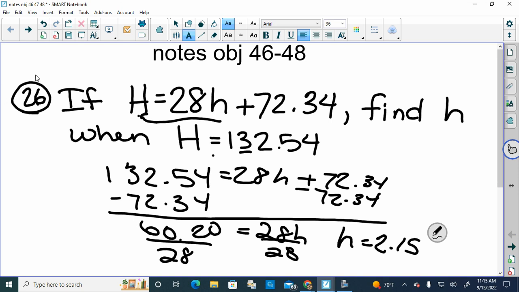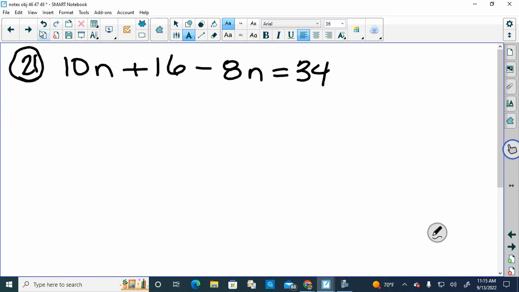Okay, so you'll see something like that, just replacing what it is that they give to you. Okay, the next one, number 21. So 10n plus 16 minus 8n equals 34.